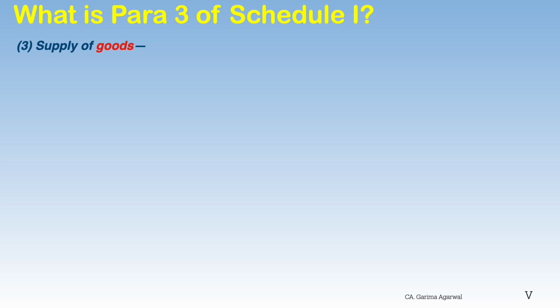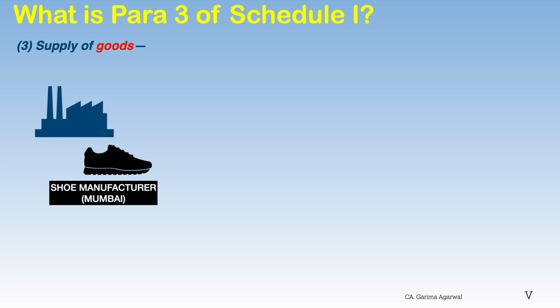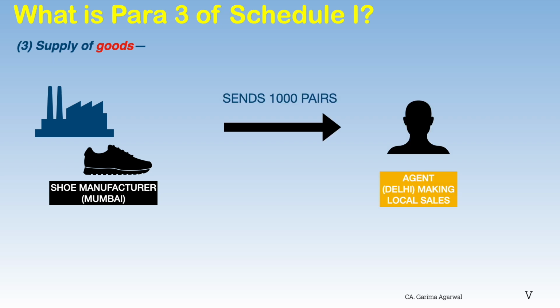Who is the principal? Principal is basically the owner of the goods. In GST law, the principal is the person on whose behalf the agent acts. For example, a shoe manufacturer in Mumbai sends 1,000 pairs of shoes to his Delhi-based agent. So here, the shoe manufacturer is basically the principal.